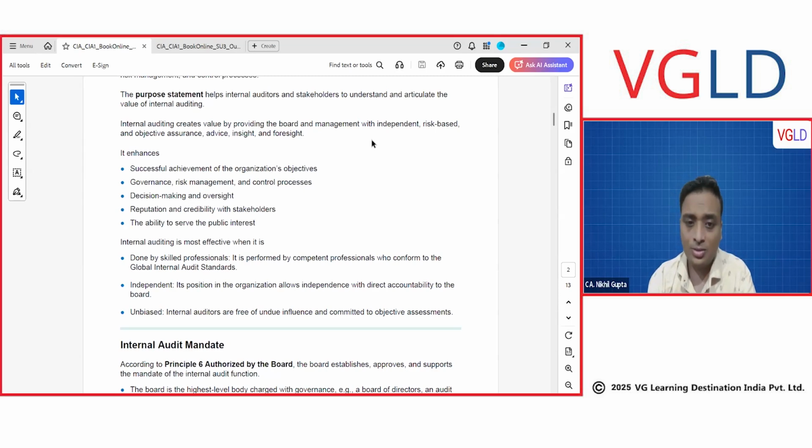And what happens if you are not able to highlight those gaps? It means your opinion is biased. You didn't discharge your duties in a professional manner. That's why for effective internal auditing, it is very important that internal auditors are free of undue influence and committed to objective assessments.